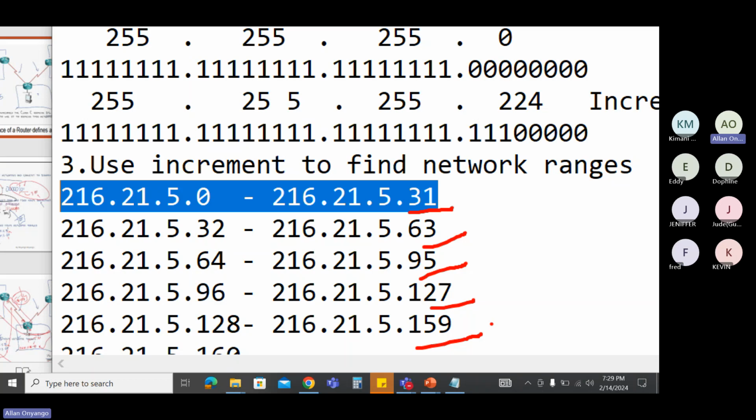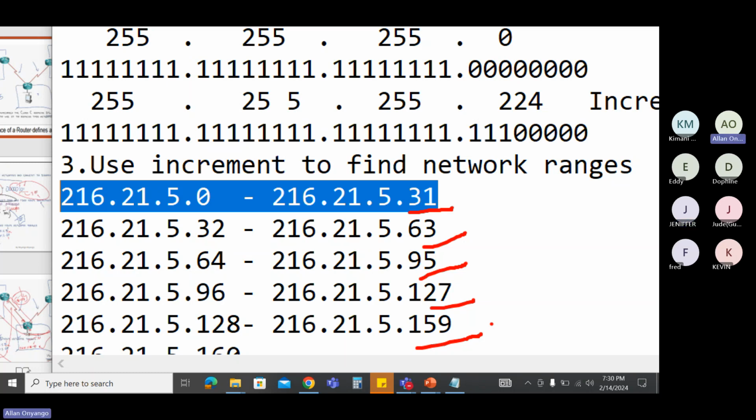Very good. Let's do the same with the second range. The second range is the one 5.32 all the way to 5.63, isn't it? So 32 cannot be assigned because it's a network address. What is the first usable address? 33, isn't it? Second usable? 34, isn't it? Third usable? 35, isn't it? What is our broadcast address of the second range? 63, broadcast. We can't assign it. Very good. Last usable? 62, isn't it?